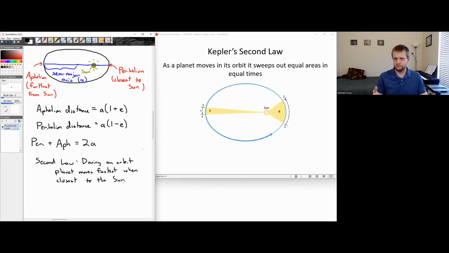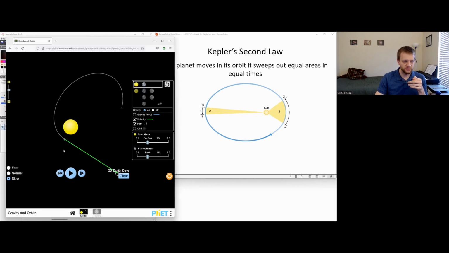Again, the official, proper way of describing it a little more specifically and quantitatively would be that it sweeps out equal areas in equal times. But as a practical way of thinking of Kepler's second law, this second one is probably easier. During an orbit, the planet moves fastest when it's closest to the sun.